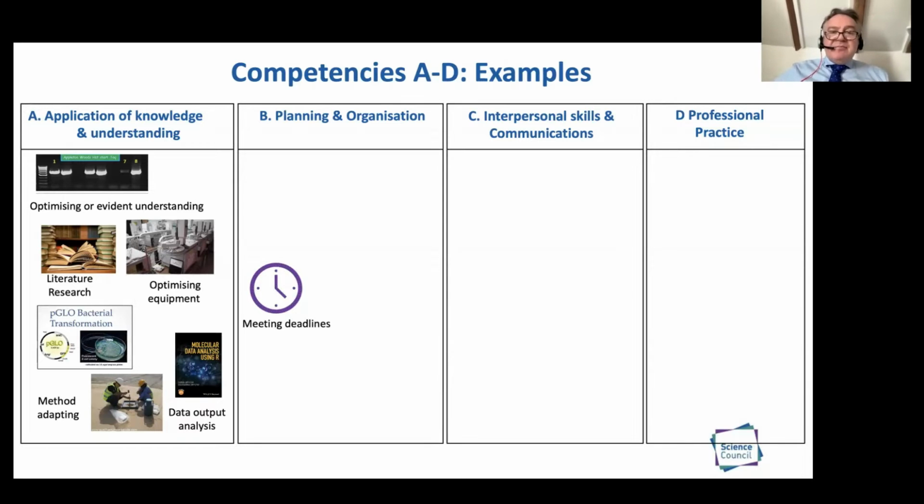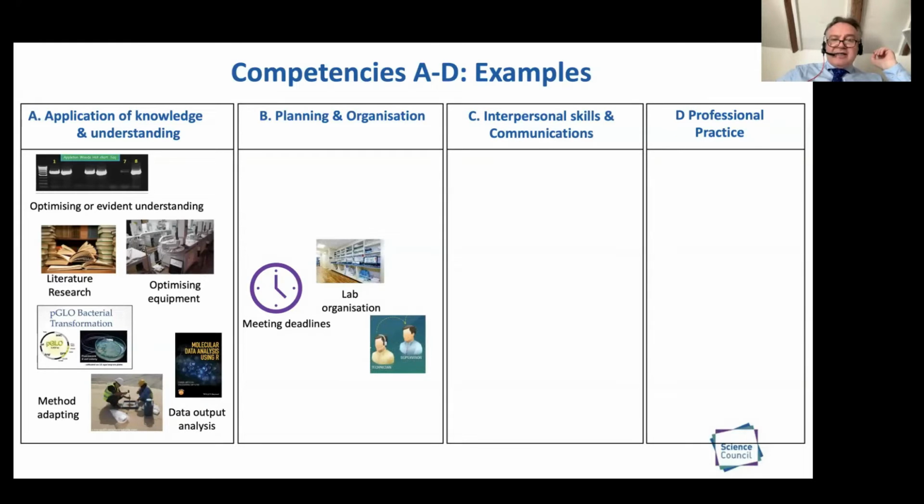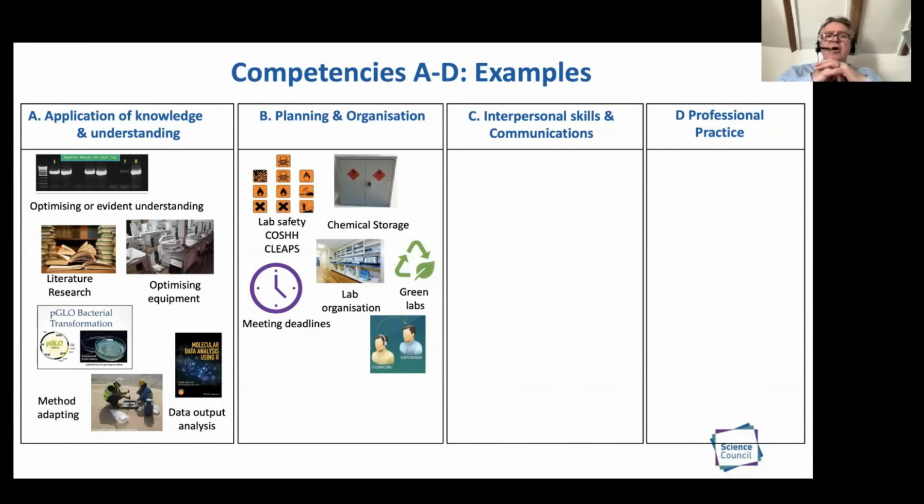Planning and organization can be as simple as meeting a deadline, planning your time as an RSI Tech to meet the experimental priorities of your academic supervisor. In addition to prioritizing your time in terms of project work vis-a-vis your supervisor, technician supervisor, it can be about how you go about organizing the lab for others and balancing that with your own personal project, your own science commitments.